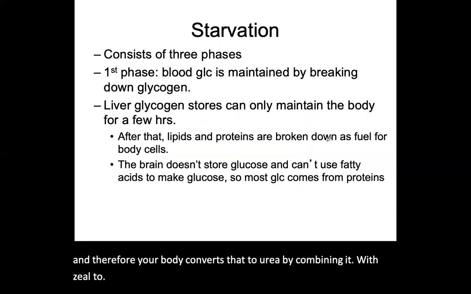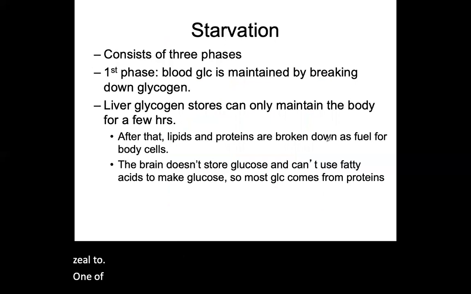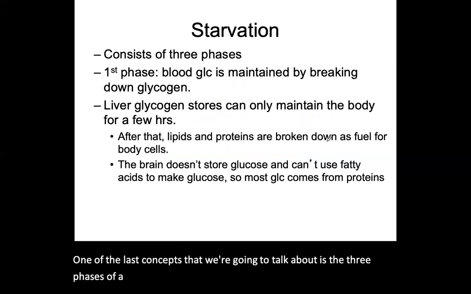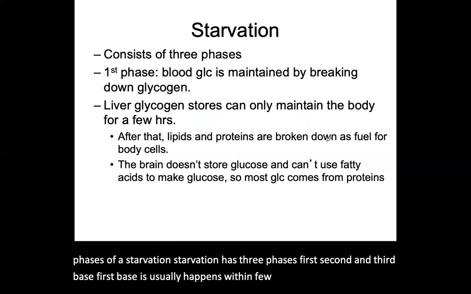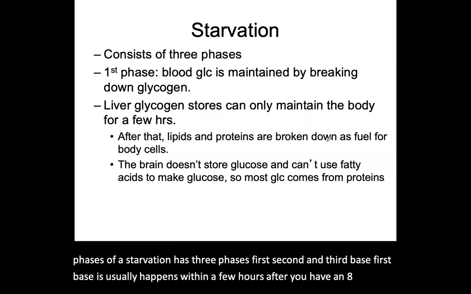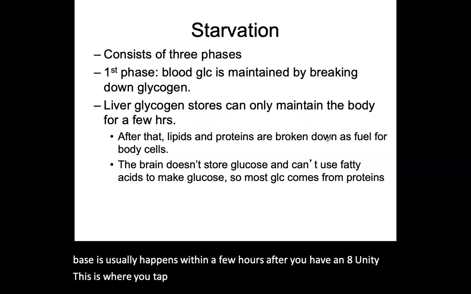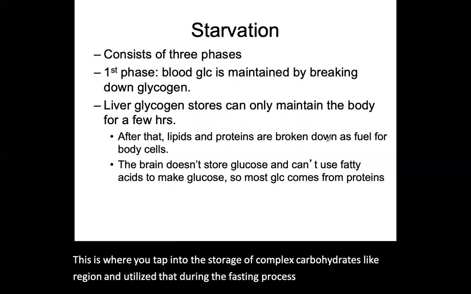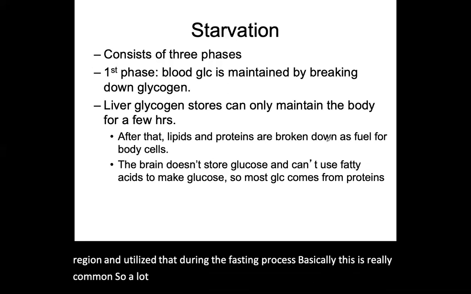Now, one of the last concepts that we're going to talk about is the three phases of starvation. So starvation has three phases: first, second, and third phase. The first phase usually happens within a few hours after you haven't eaten anything. This is where you tap into the storage of complex carbohydrates like glycogen and utilize that during the fasting process. This is really common, so a lot of people actually undergo this.